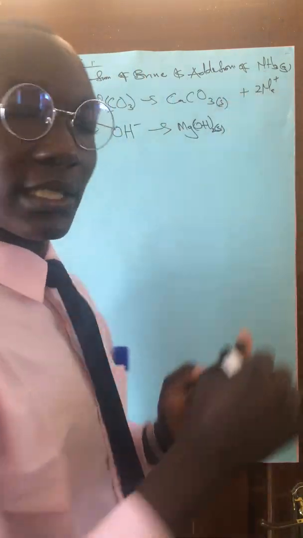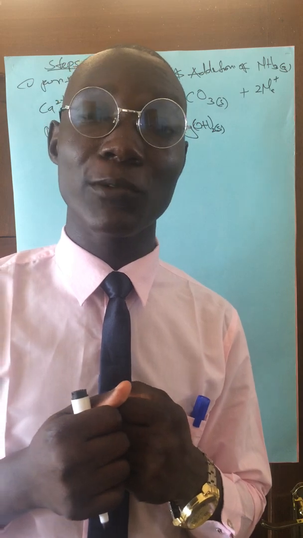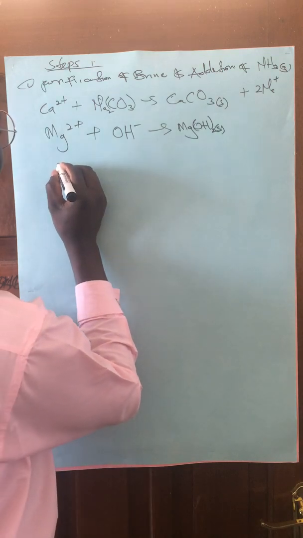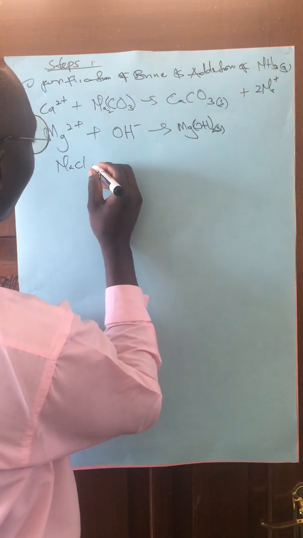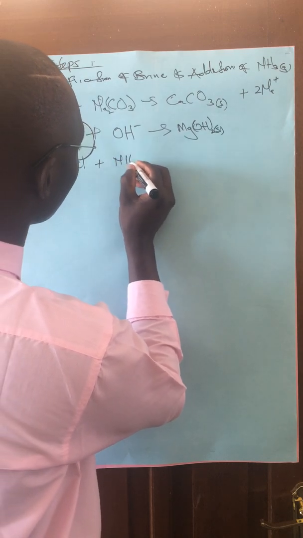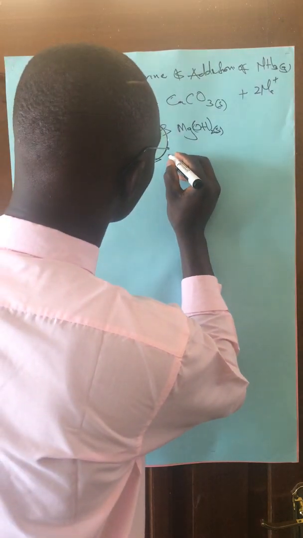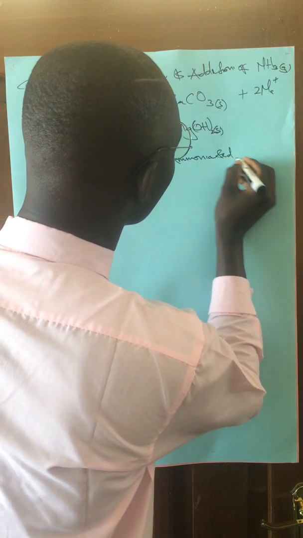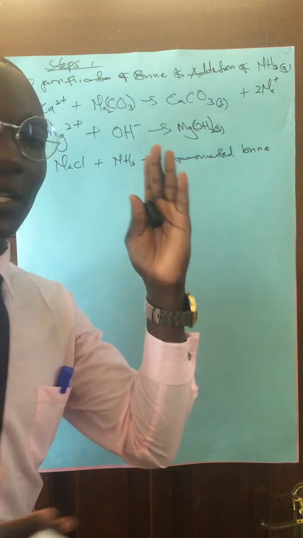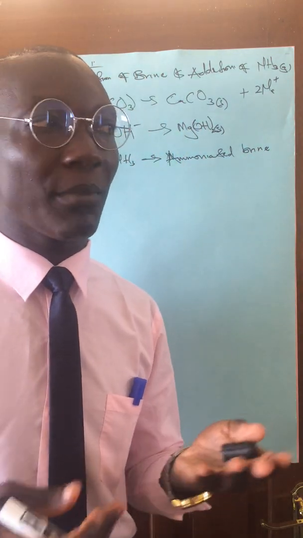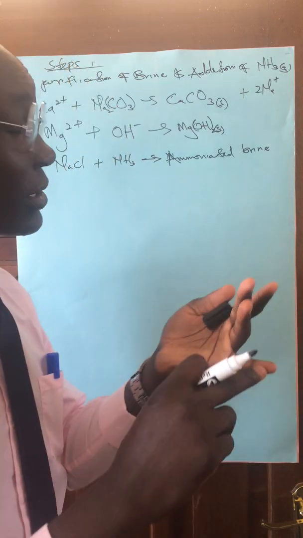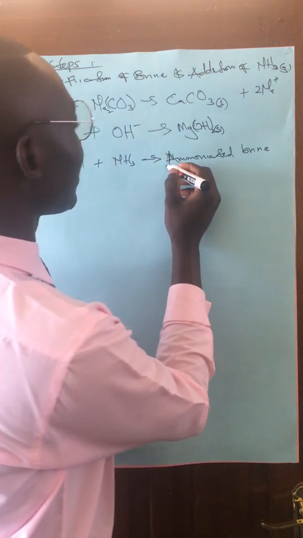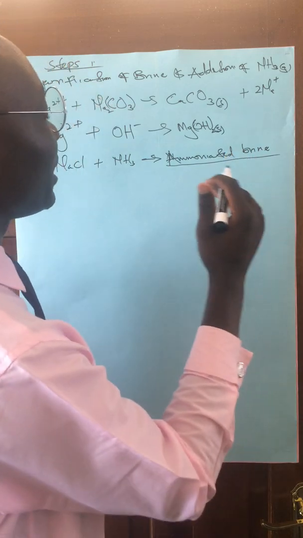Then we add ammonia to that. When we add ammonia, we form what is called ammoniated brine. Pure sodium chloride plus ammonia gives ammoniated brine. Ammoniated brine just consists of water, ammonia, and sodium chloride solution. With this, we shall have been done with step 1.